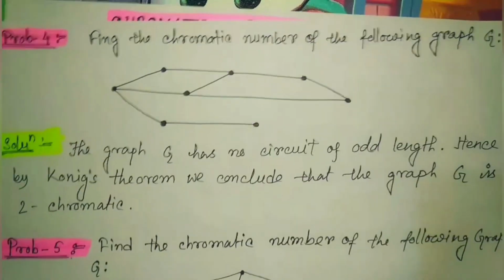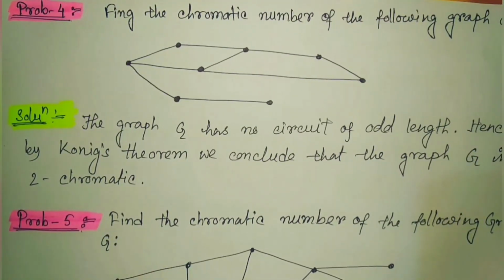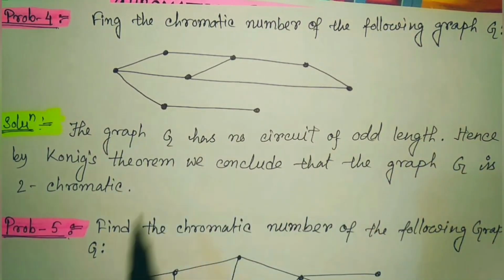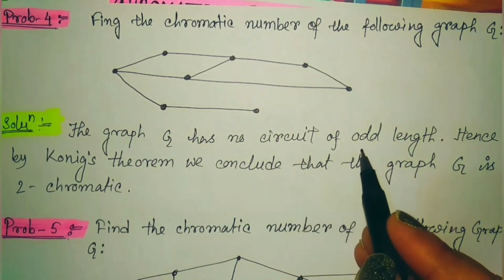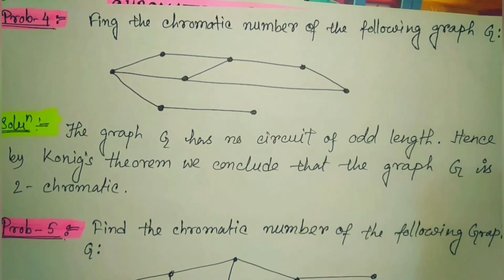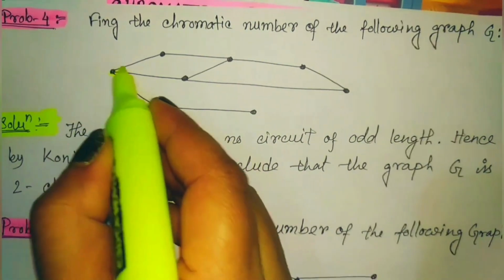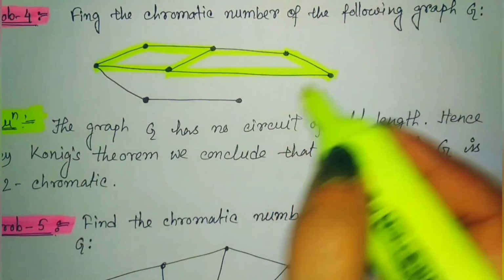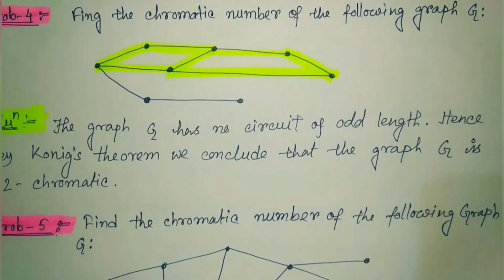One more example is there. Find the chromatic number of the following graph G. So now the graph is given here. The graph has no circuit of odd length. Just check it. If we consider a circuit like this one, it has 4 edges. Now if we consider this other circuit, that is also a circuit with 4 edges. So here all the circuits are even. That means no circuit of odd length is here.